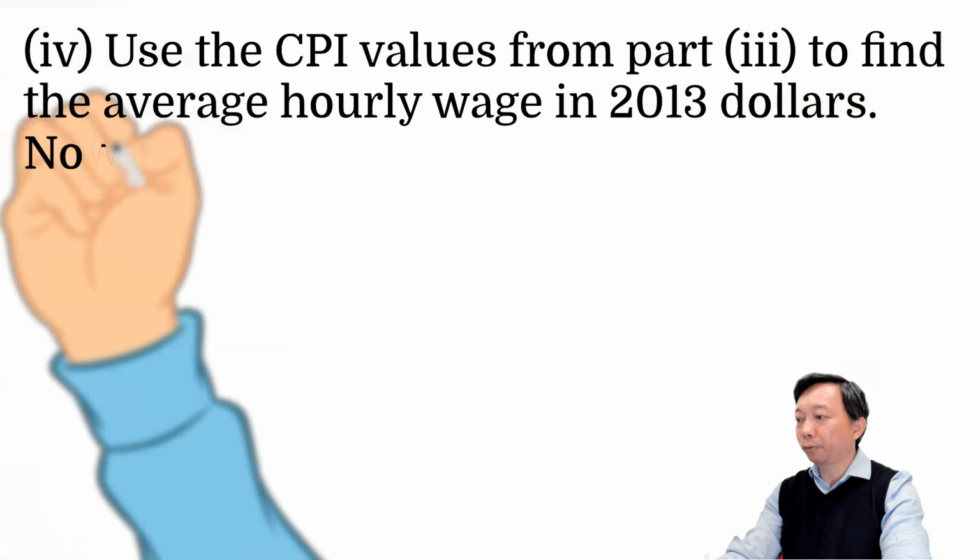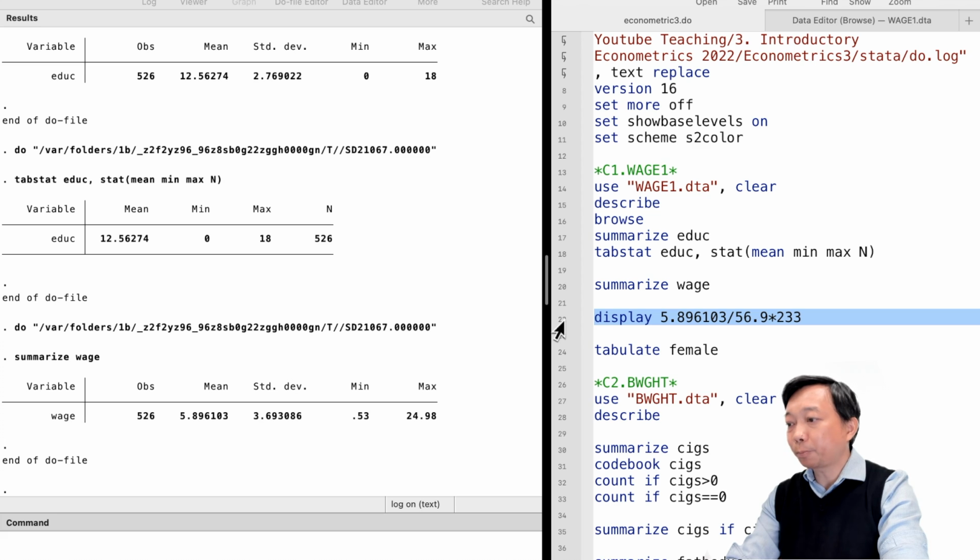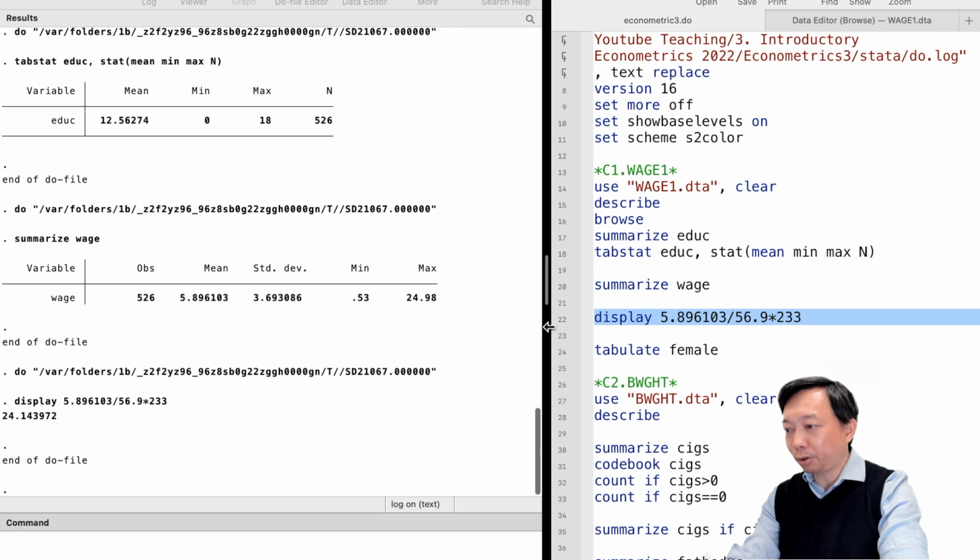The fourth question. Use the CPI values from Part 3 to find the average hourly wage in 2013 dollars. Now, does the average hourly wage seem reasonable? In Stata, we use display to show the result of a math expression. We type display 5.9 divided by 56.9 times 233, execute it, and the result is 24.1 in 2013 dollars, which is reasonable.